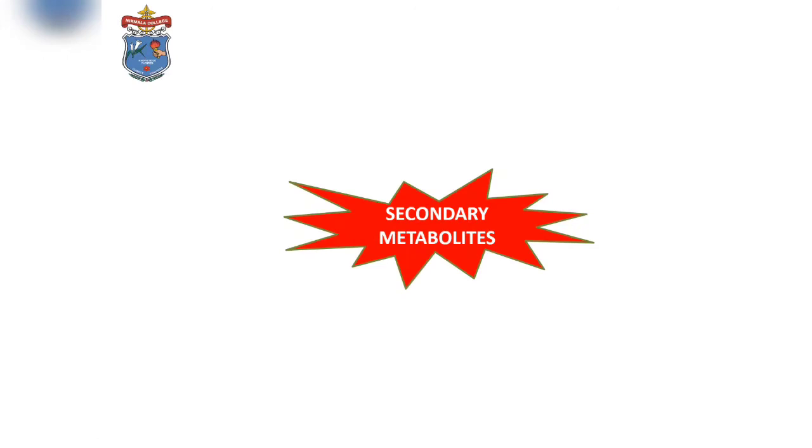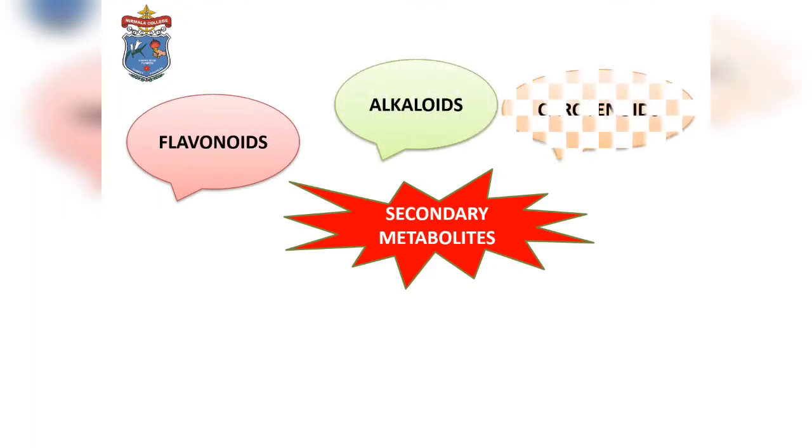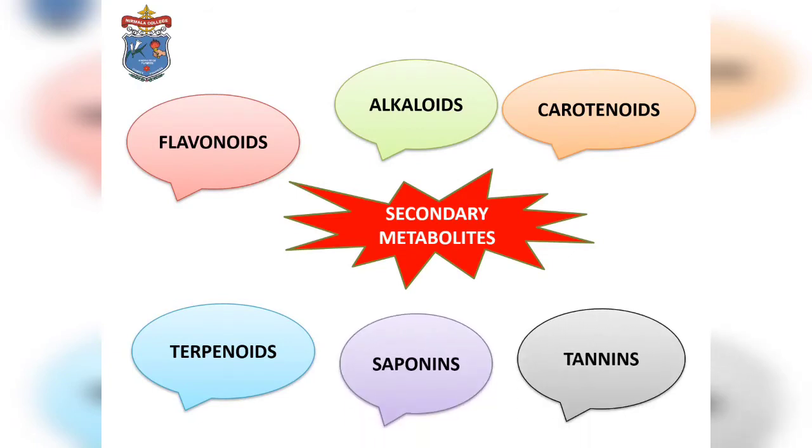Then secondary metabolites, they are also called specialized metabolites, toxins, secondary products or natural products. They are organic compounds produced by bacteria, fungi or plants which are not directly involved in the normal growth, development or reproduction of the organism. The examples of secondary metabolites are flavonoids, alkaloids, carotenoids, terpenoids, saponins and tannins.